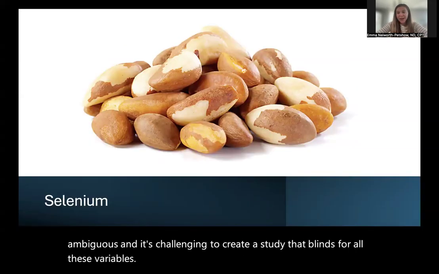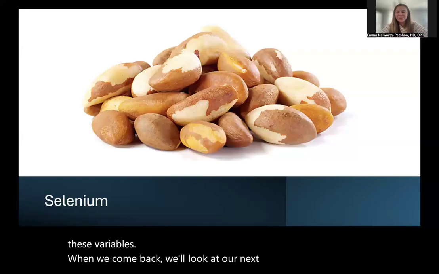When we come back, we'll look at our next trace mineral, which is selenium.